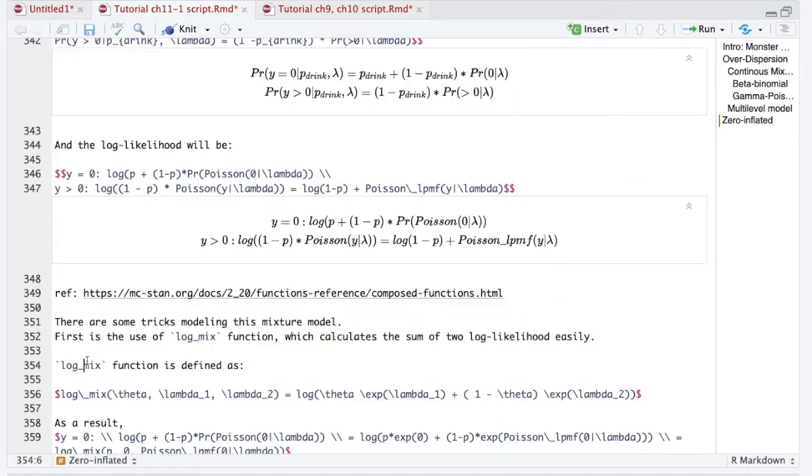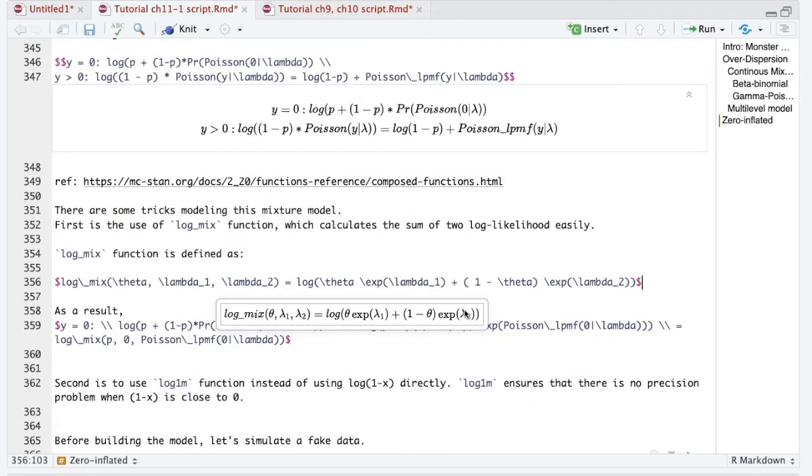Next, we need to code this model using Stan syntax, and there are some tricks for modeling this kind of mixture model. We will use the log_mix function to calculate this complicated log likelihood. From the Stan guidebook, we can find that the log_mix function is defined like this. There are three parameters in the log_mix function: theta, lambda 1, and lambda 2. The log_mix function will calculate the log value of theta times exponential lambda 1 plus 1 minus theta times exponential lambda 2, which is very similar to the complicated formula here.